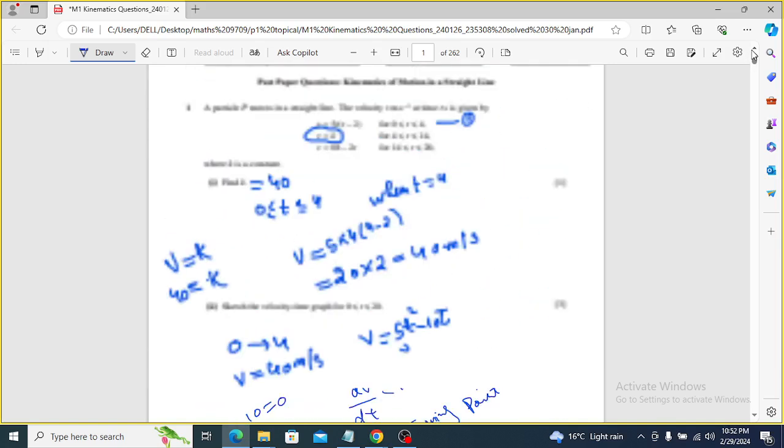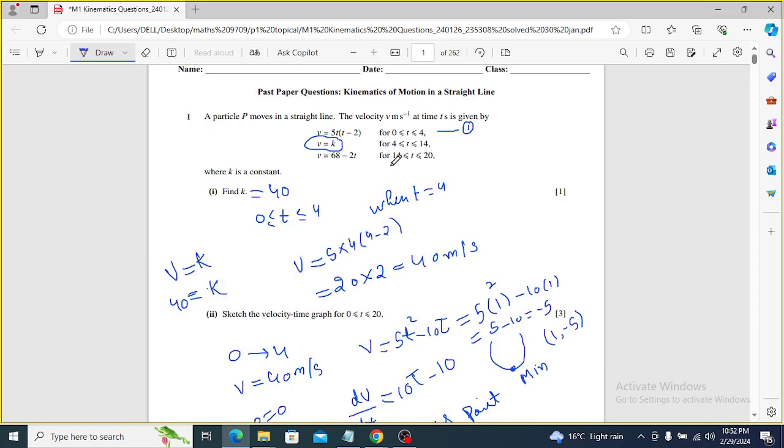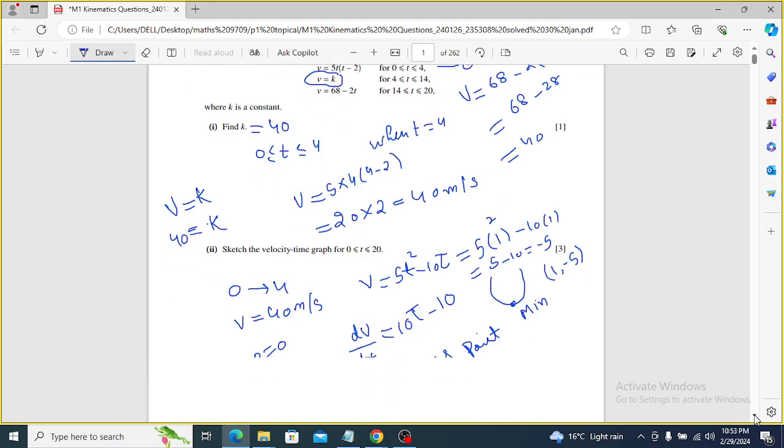When time is 14, the equation is 68 minus 2t. So get velocity over here. If it is 68 minus 2 into 14, when time is 14, 40 आता है. 68 minus 28, again you are getting your 40. Excellent. Now I am going to make the graph now.